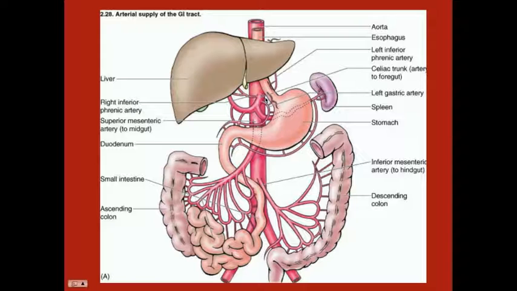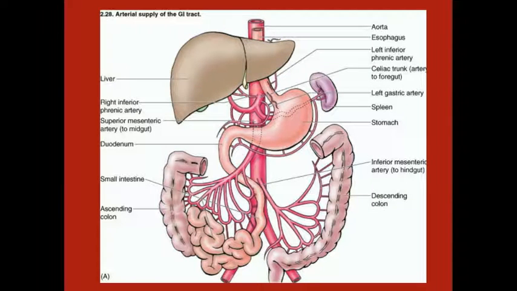Now, for the most part, your celiac trunk gives off various vessels. Initially, it's going to give off the right inferior phrenic artery, which is going to go up to your diaphragm. It's going to give off the left gastric artery, which comes around here and supplies the lesser curvature of the stomach. And then it's also going to give off your splenic artery, which goes to your spleen. After that, it becomes the common hepatic artery, coming up here to your liver. But it's not done yet.